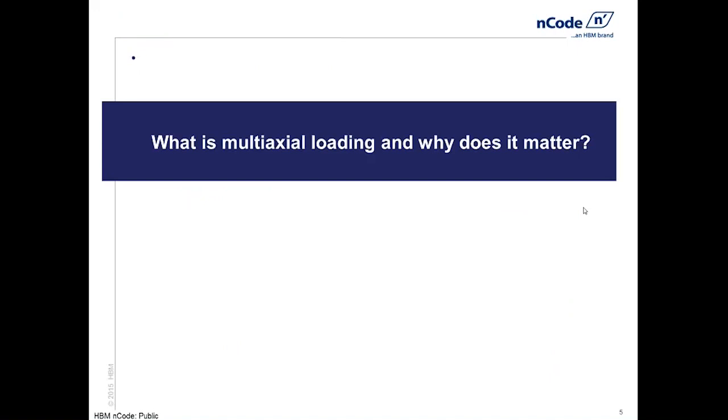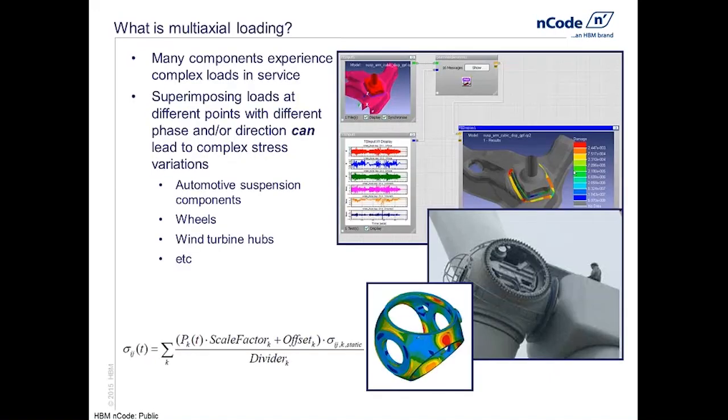So, what is multi-axial loading and why does it matter? I'm going to make an important distinction here. Many components and structures are subject to complex multi-axis loads. That is, they experience loads from different sources and directions, often with phase differences between them. However, what drives fatigue is the local stress state variations that arise due to the superimposition of the stress variations arising from the various applied loads and the geometry of the structure of the component.